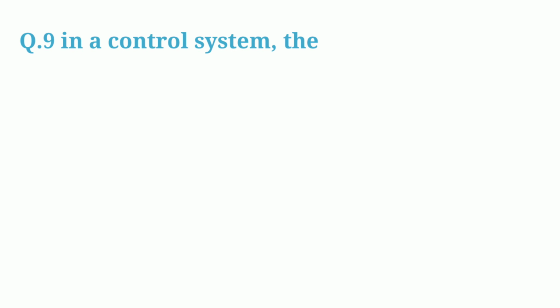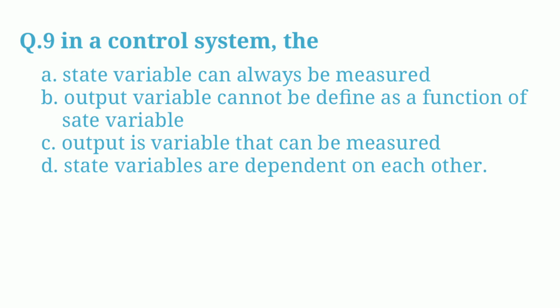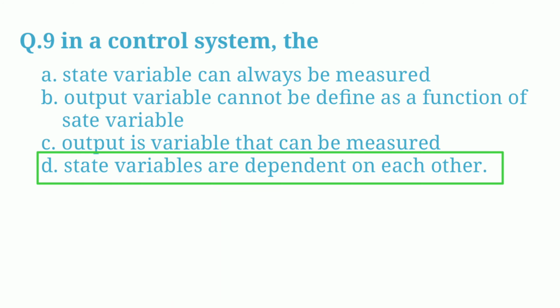Question 9. In a control system, A. State variable can always be measured, B. Output variable cannot be defined as a function of state variable, C. Output is variable that can be measured, D. State variables are dependent on each other. And the correct answer is state variables are dependent on each other.